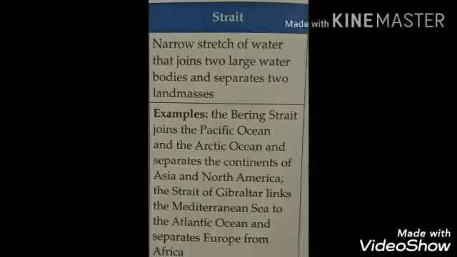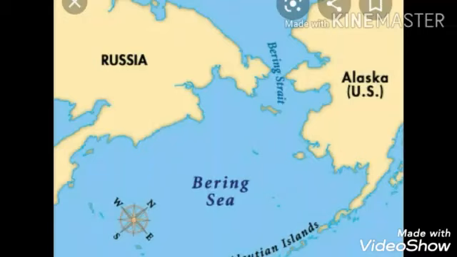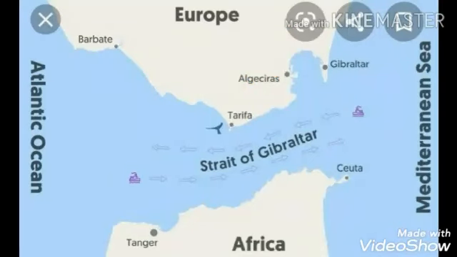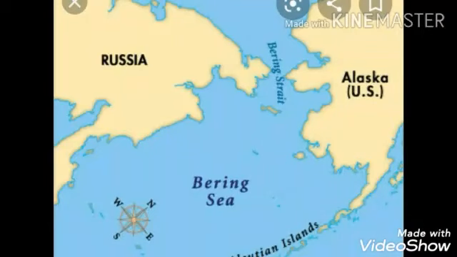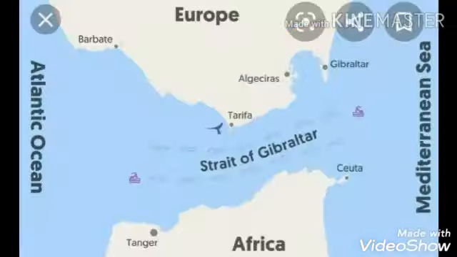The examples of straits are the Bering Strait and the Strait of Gibraltar. The Bering Strait joins the Pacific Ocean and the Arctic Ocean, and it separates continents of Asia and North America. The Strait of Gibraltar links the Mediterranean Sea to Atlantic Ocean, and it separates Europe from Africa.